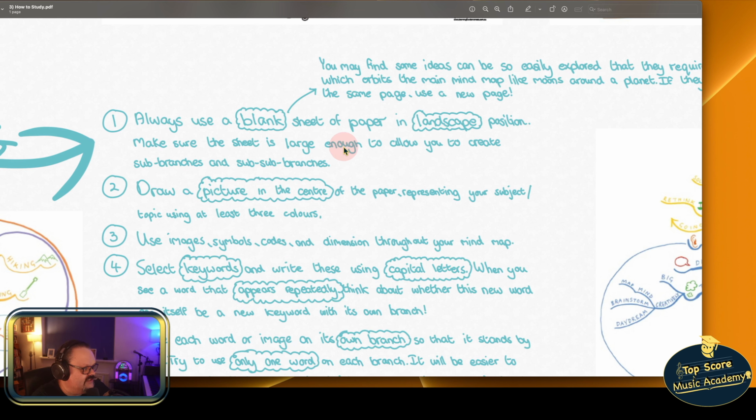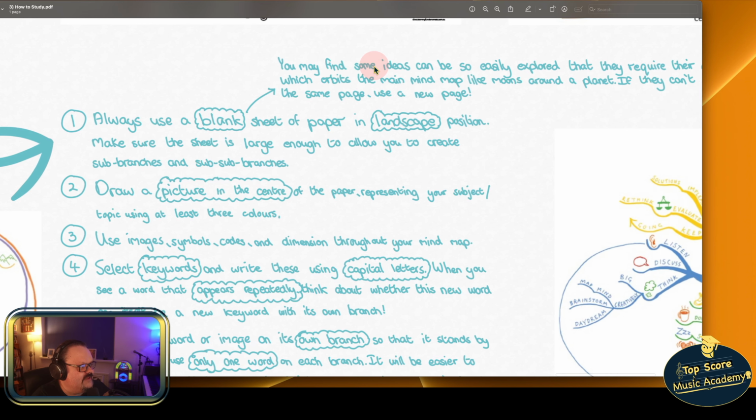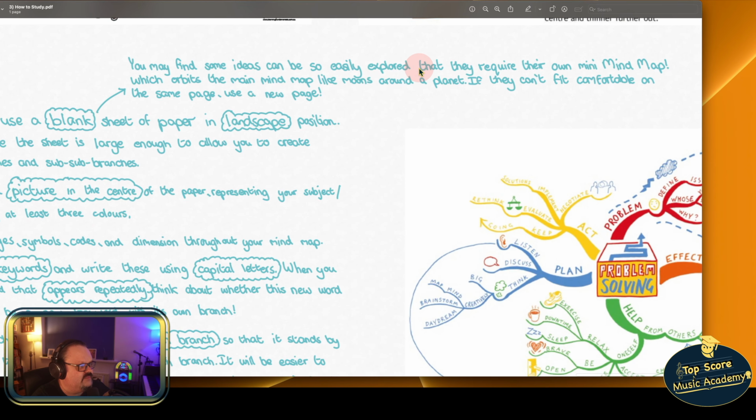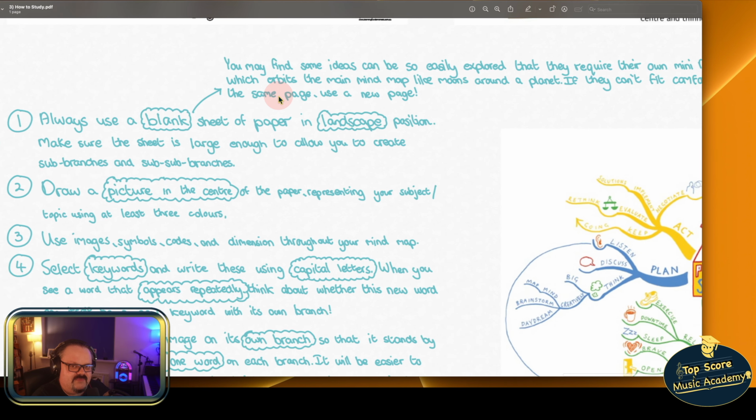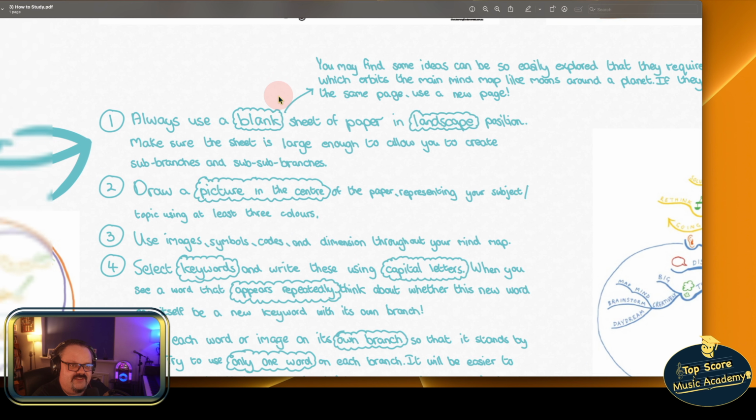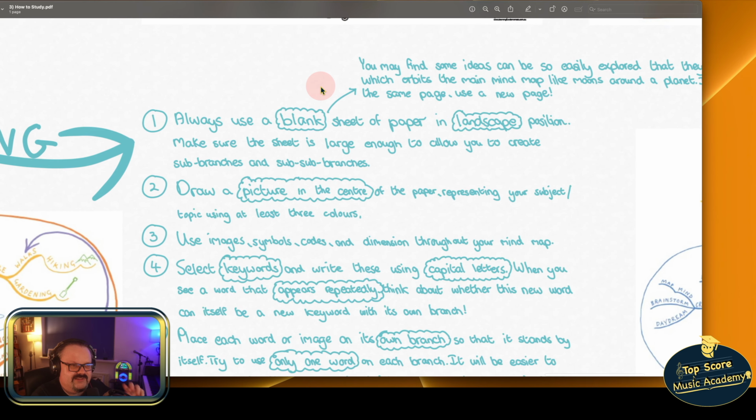Make sure the sheet is large enough to allow you to create sub-branches and sub-sub-branches in your mind map. You may find some ideas can be so easily explored that they require their own mini mind map, which orbits the main mind map like moons around a planet. If they can't fit comfortably on the same page, use a new page, of course. There may be some things in your mind maps that are quite detailed, so maybe having a small separate mind map just for the very detailed parts. But try to get it all together into one mind map.